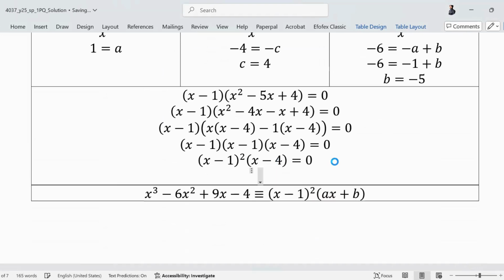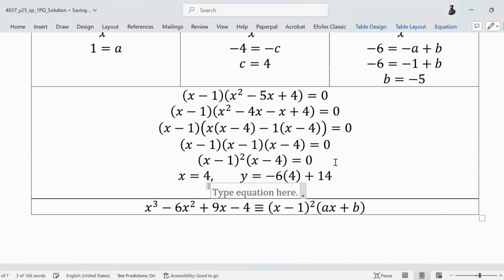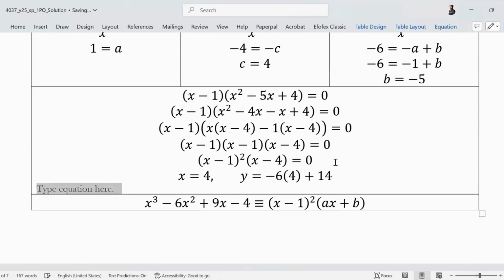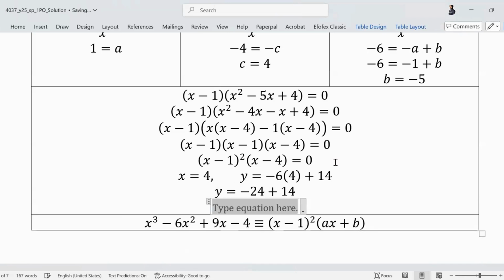Eventually we'll get to the x coordinate, which is 4 either way, and the y coordinate can be obtained by plugging in the value of 4 in any of the equations, whether it's the curve or the tangent. So the value of y is minus 24 plus 14. So the coordinate is 4 comma minus 10. So this is where the curve meets the tangent again.